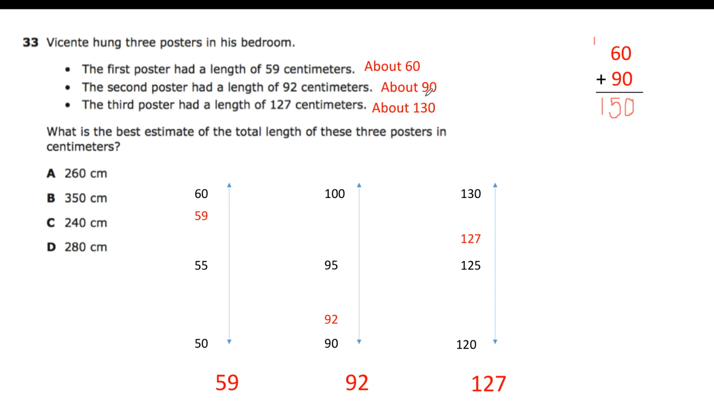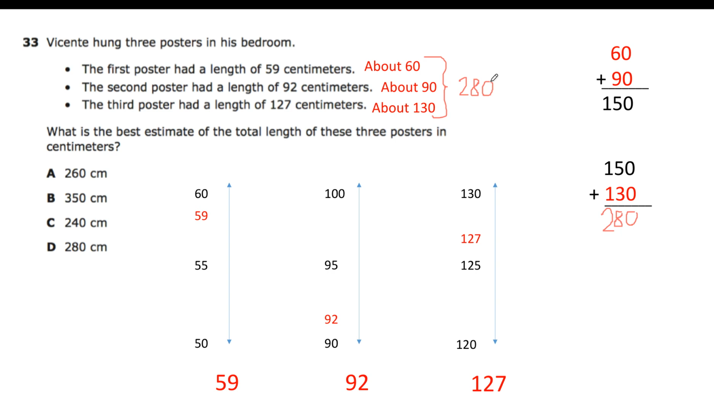Great, so these two numbers equal 150, but I can't forget about this 130. So next I'll add 150, which is what I got for my answer, to 130. 0 plus 0 is 0. 5 plus 3, you do that on your own, is 8. And 1 plus 1 is 2. So for all three of these numbers added together, I get 280.